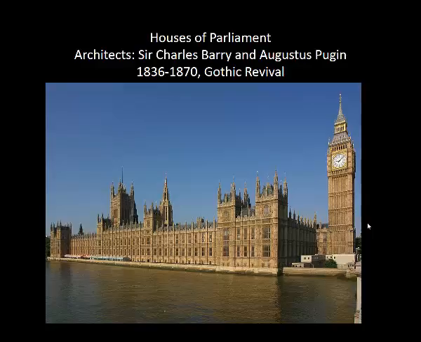Now here's an example of one of these revivalist approaches to architecture. These are the Houses of Parliament located in London, England. This is a civic structure, houses the Parliament, where the two Houses of Parliament in the United Kingdom come together to conduct government business. This structure is the largest parliament structure in the world. This is crazy. 1,200 rooms, 100 staircases, and 2 miles of corridor.